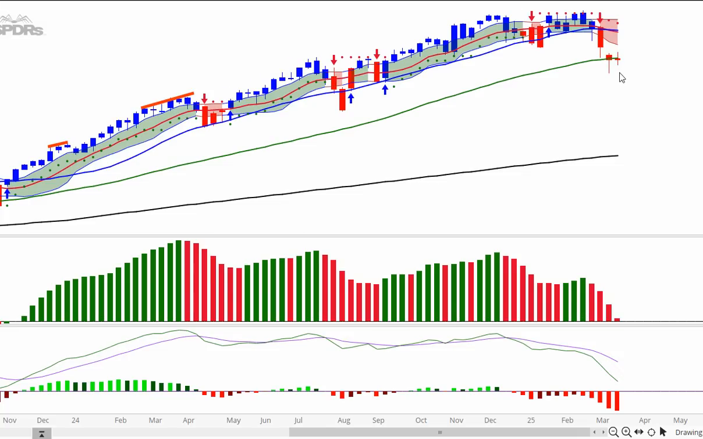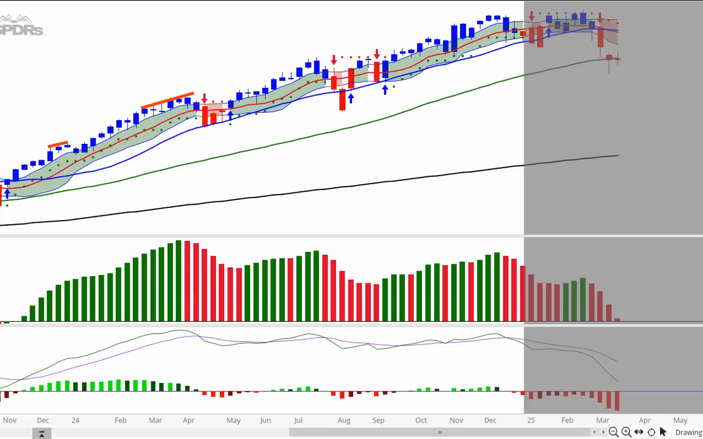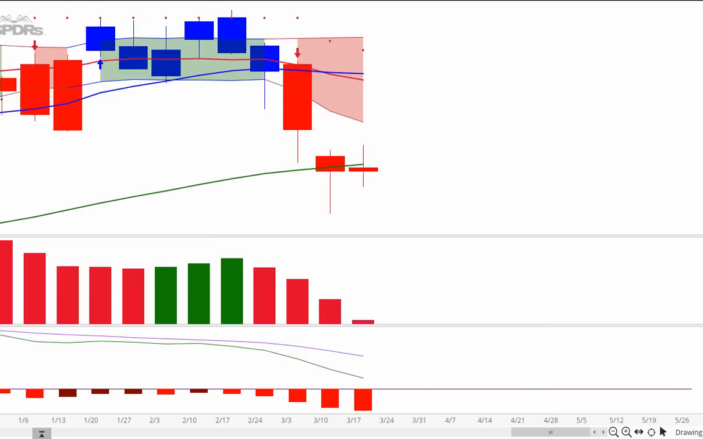This is the spiders right here. We have that bottoming tail. Does that low end up holding? Let me just bring it up closer here. Does that low end up holding our bottoming tail? Got a candle of indecision this week in the form of a doji. Do we end up getting a rebound back up and confirming this bar?